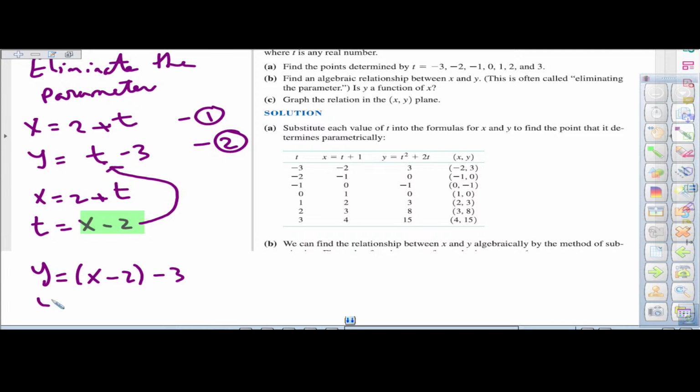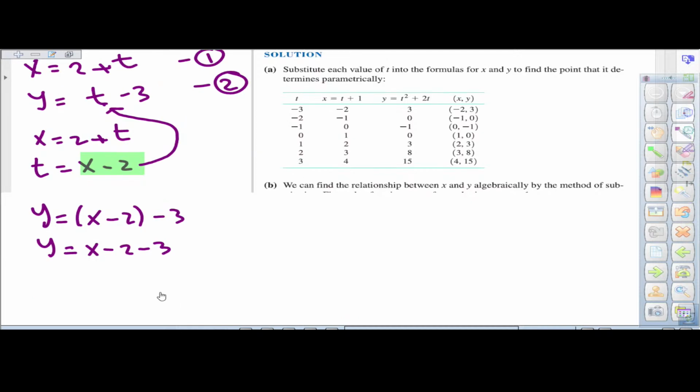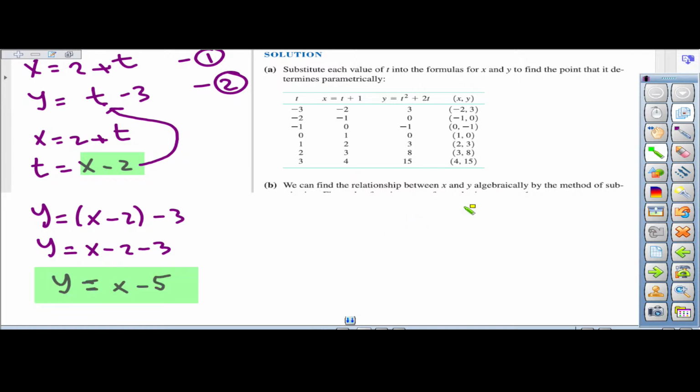Somebody help me out, please. y equals what? Exactly. x minus 2 minus 3. y equals x minus 5. Look at it closely. Does it have any t's? Does it have any parameter? No, it doesn't have any parameter. You eliminated the parameter. There is no involvement of t anymore. It's gone.